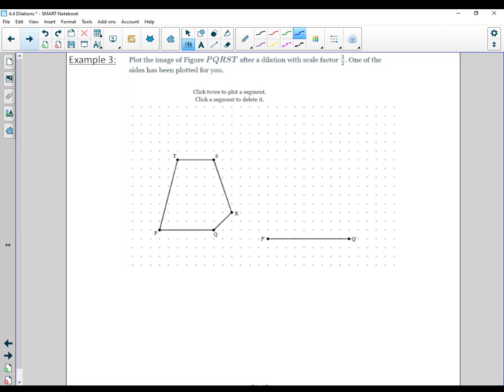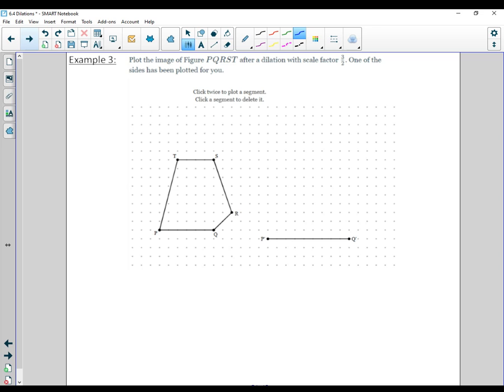Is it getting bigger or smaller? Bigger, why? Without cheating, why is it bigger? 3 halves. And 3 halves, what's special about 3 halves? It's bigger than what? Yes. It's bigger than 1, right?